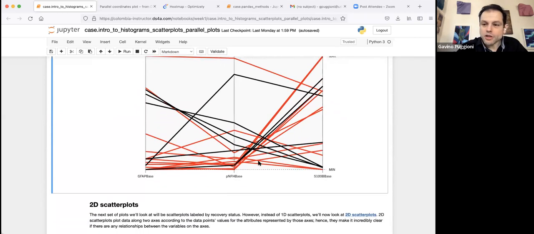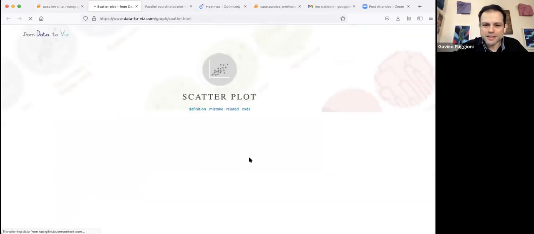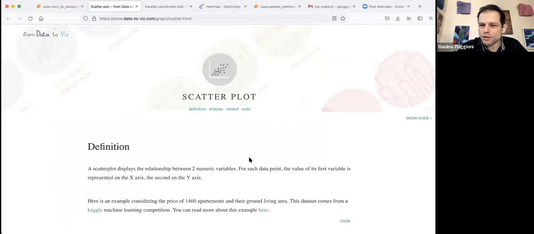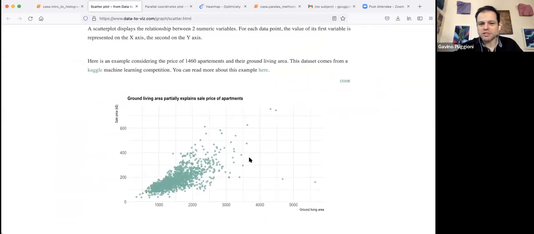Now, let's look at two-dimensional scatter plots. Two-dimensional scatter plots, you're very familiar with them. You have seen them everywhere, but a scatter plot is a simple cloud of points of an X, Y variable. For instance, this is an example of a scatter plot. You have the ground living area. So here you have ground living area partially explains sales price of apartments. Of course, right? Larger apartments are going to be more expensive, right?